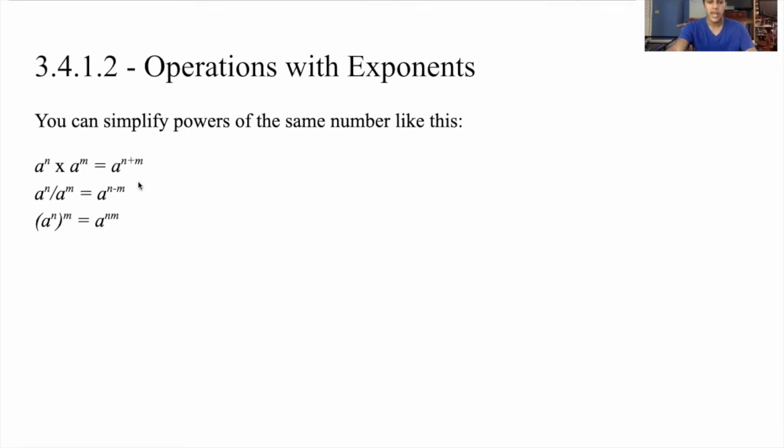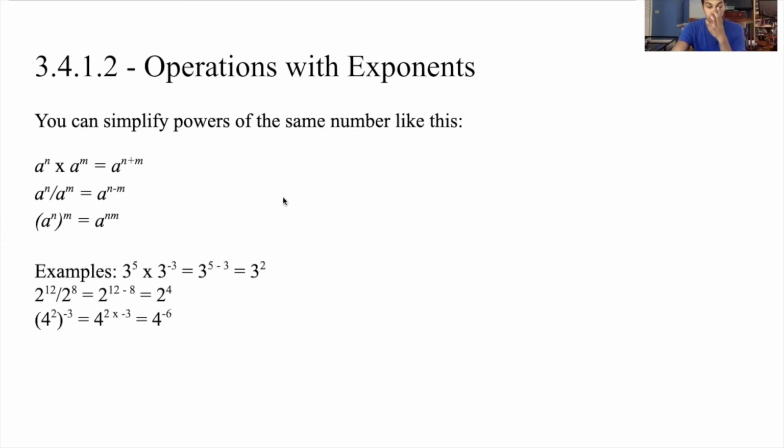Similarly, if you have a to the power of n divided by a to the power of m, that's going to be equal to a to the power of n minus m. And then finally, if you have a to the power of n, and then that's to the power of m, then you can just simplify to a to the power of n times m. So let me show you some examples of what this actually looks like with real numbers.